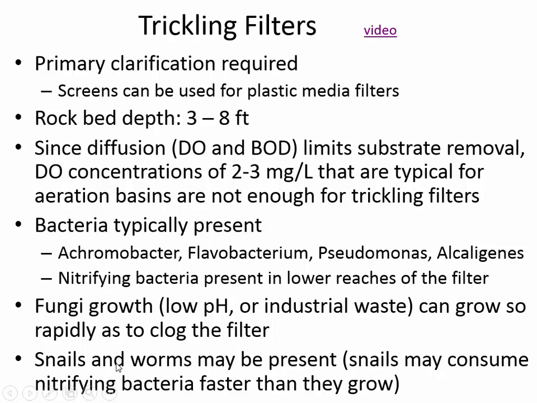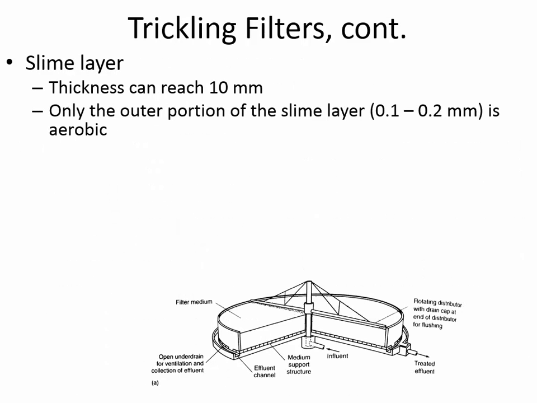There are pests that can grow in trickling filters, and usually these snails or worms that it's mentioning, they consume the slime layer. So they're sort of like secondary predators that live on the bacteria, and particularly the nitrifying bacteria, because they grow so slowly. We wouldn't necessarily mind the snails and worms being in the trickling filter, except for the nitrifying bacteria that grow so slowly get consumed quicker than they can repopulate when snails and worms are present.